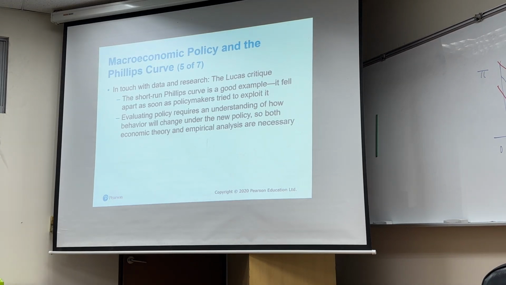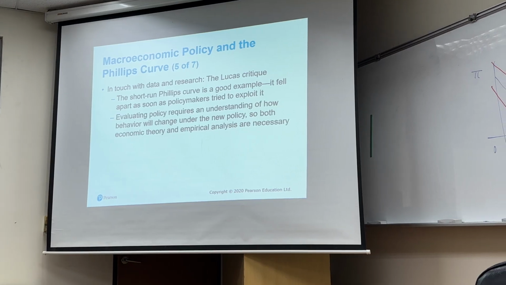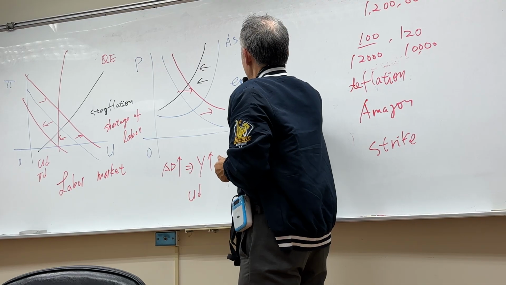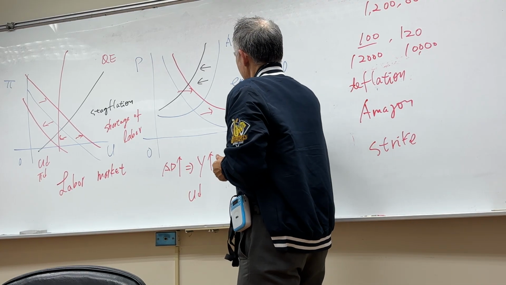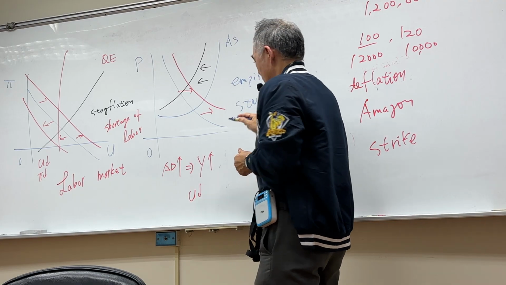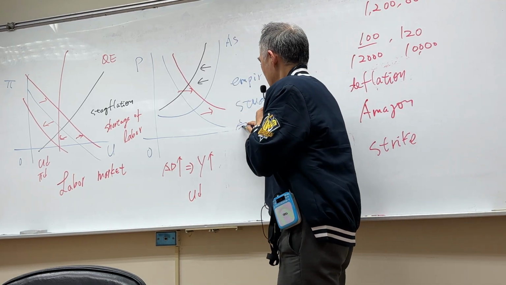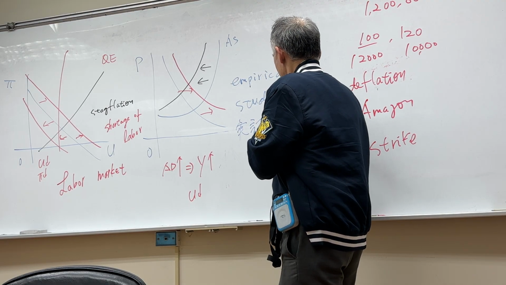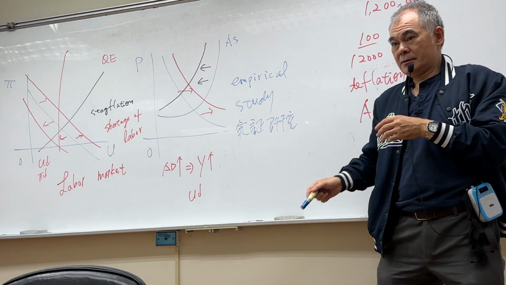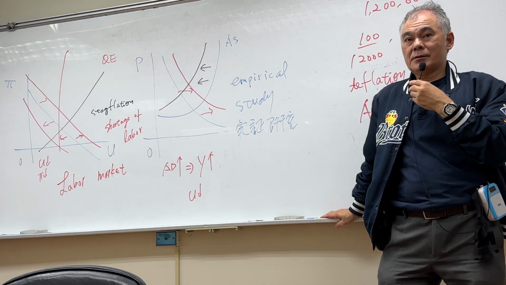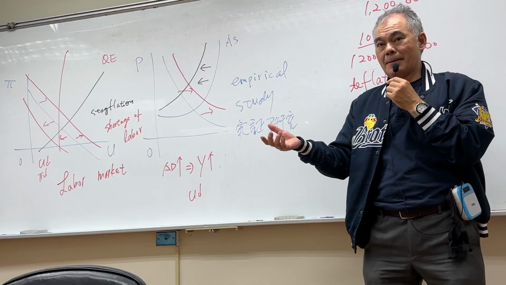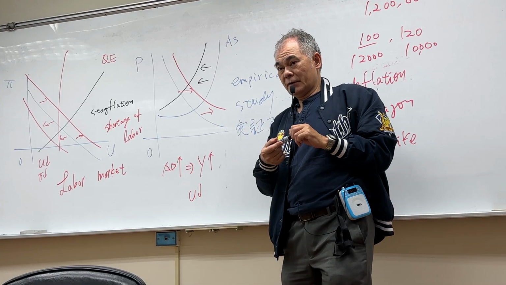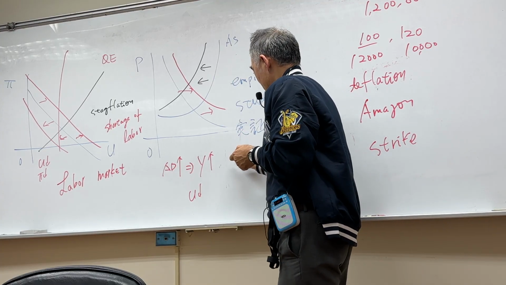And sometimes that's what we call empirical study. Because economics is a social science, you have to use data. And generally, the method we use for the models that we talk about is called econometrics.